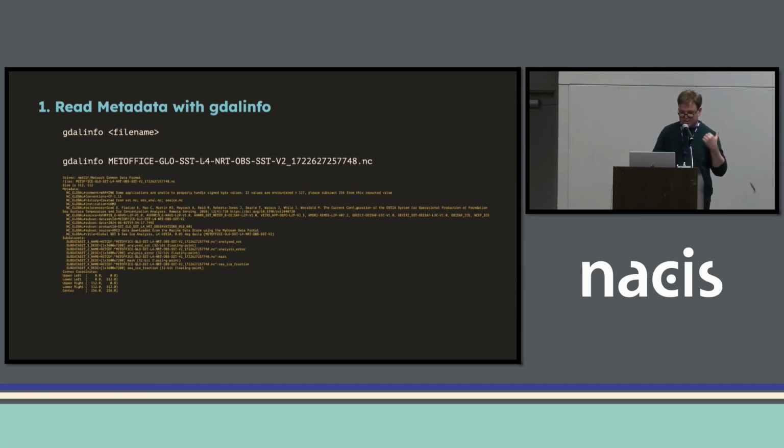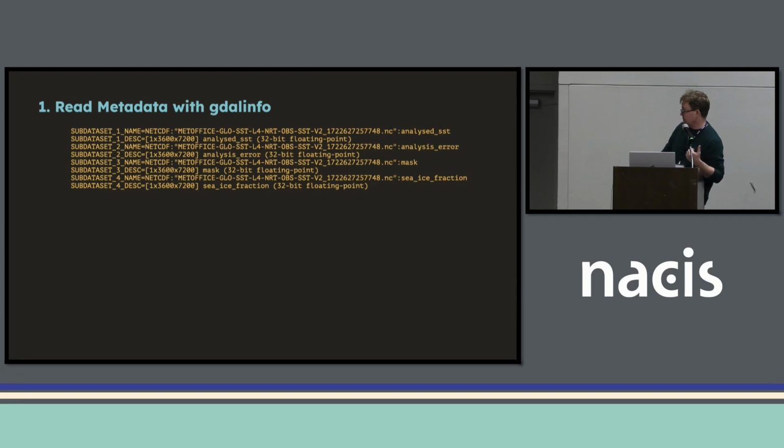And it spits out a bunch of text, and what you want to be focused on is these subdatasets, at least at first. Hopefully that's big enough to read. And so there are 4 different parameters in a single file. There's the sea surface temperature itself, there's an error bar, there's a mask to distinguish good from bad data, and then sea ice fraction for near the poles.